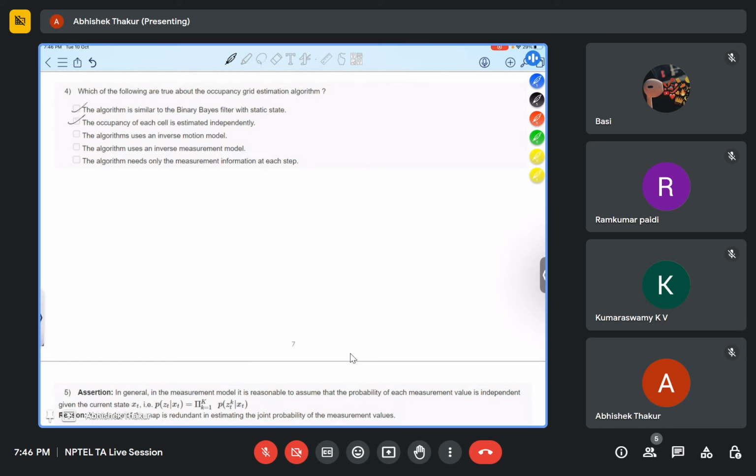C: the algorithm uses an inverse motion model. No, this option is wrong. The algorithm uses an inverse measurement model. Yes, this is correct. The algorithm needs only the measurement information at each step. So this is wrong. Also, we will see one of the applications of occupancy grid.